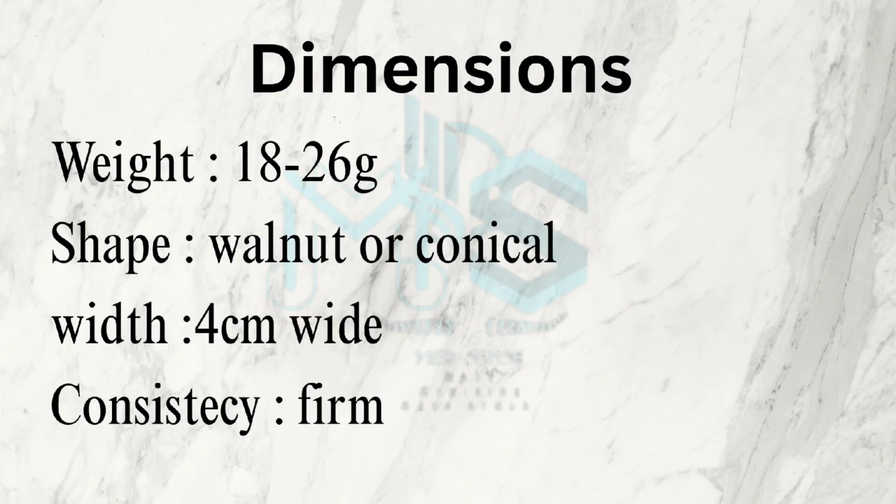Let's discuss the dimensions of the prostate. Now for the weight, it weighs between 18 to 26 grams. Very important. The shape, it's walnut or conical. The width, it's 4 cm wide. And then for consistency, the consistency of the prostate is firm, not soft. When it is soft, it's a pathological condition, so the consistency is firm and also not hard.